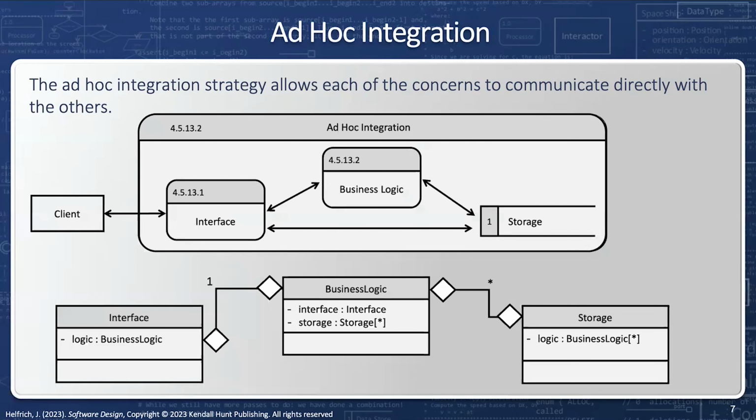It could be one, it could be many. It really depends upon the specifics of the application. And finally, interface and storage can communicate with each other, which means interface has to have a reference to storage and storage has to have a reference to interface. But this means that any concern can talk to any other concern at any point in time, which could yield a little bit of chaos, and hence we're going to call it ad hoc integration.